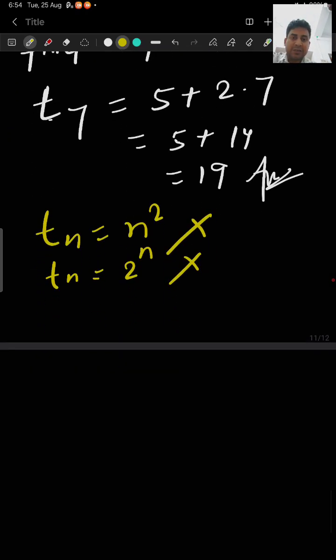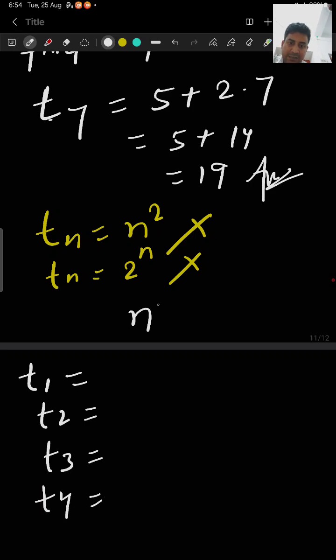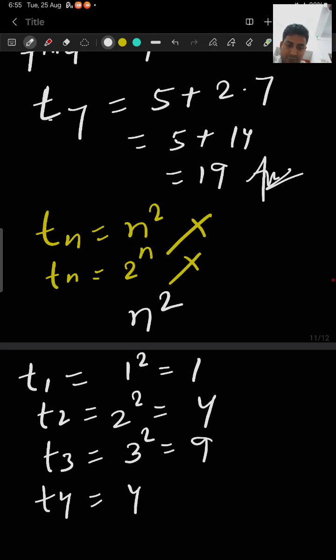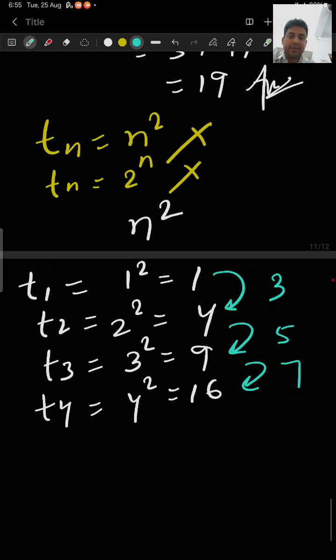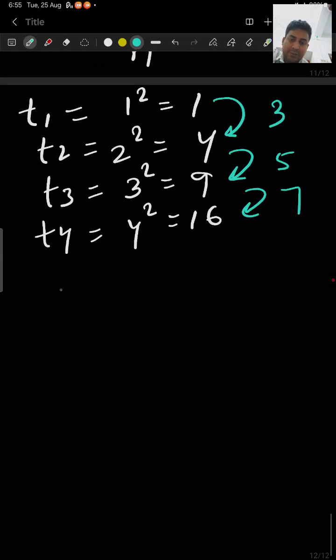I am the teacher, I know that directly, but you are a student, so you have to see T1, T2, T3, T4. Let us take n square. 1 square is 1, 2 square is 4, 3 square is 9, 4 square is 16. Let us see its common difference. 4 minus 1 is 3, then 5, 7. These are not constant, hence this is not in AP. Clear?